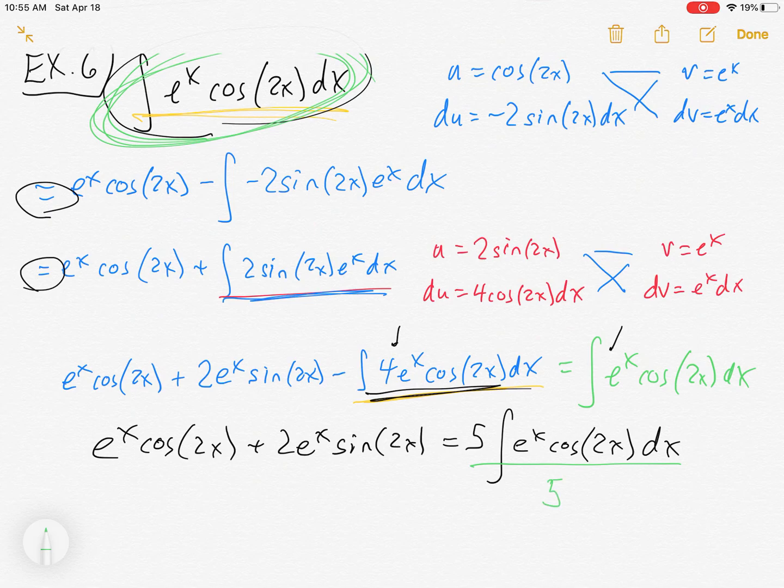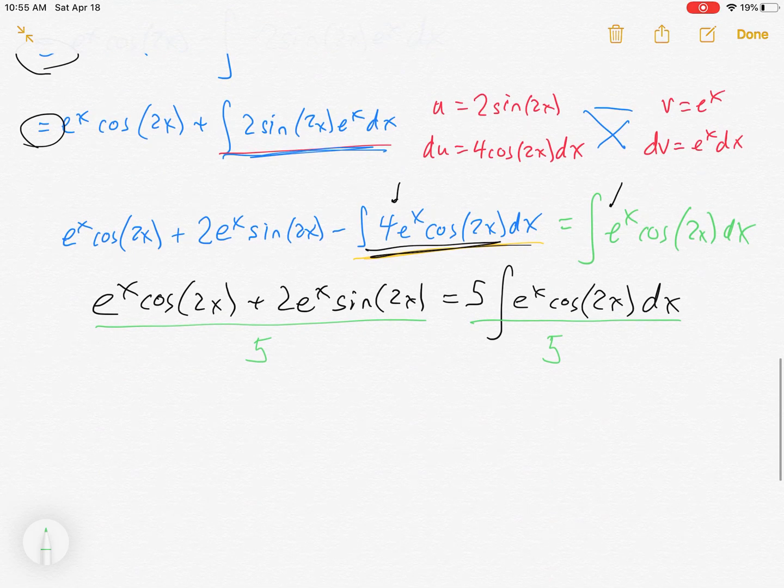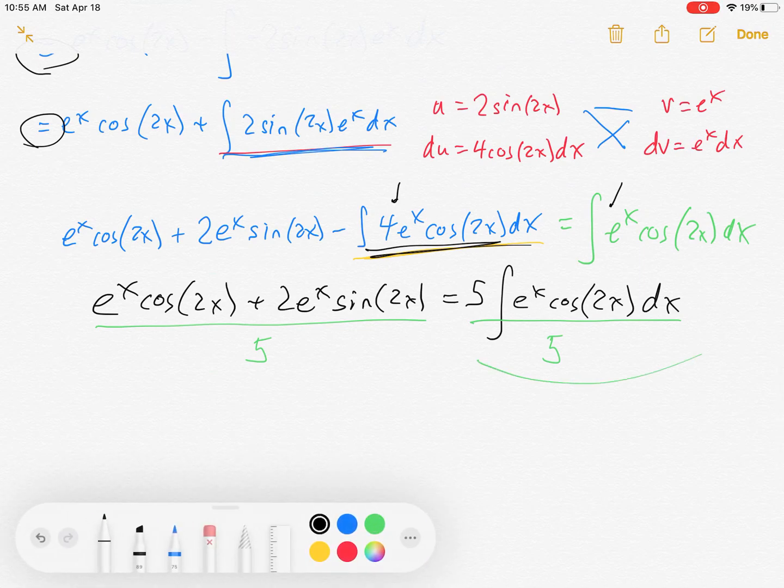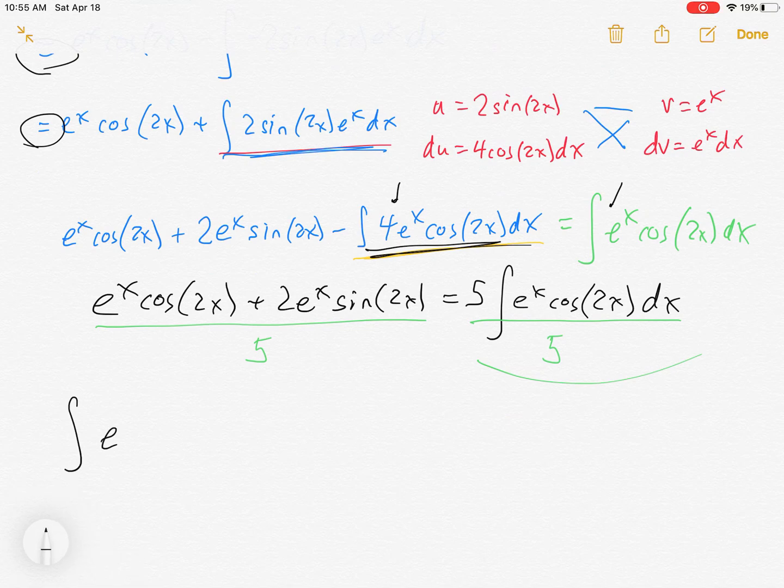So what was the original problem? The original problem was to find out what that is equal to. So look what I can do. I can do old school algebra, divide everything by 5, and I have my answer. I'm going to move this to the left side. So I actually have figured out the integral of e to the x cosine 2x dx without really ever integrating.